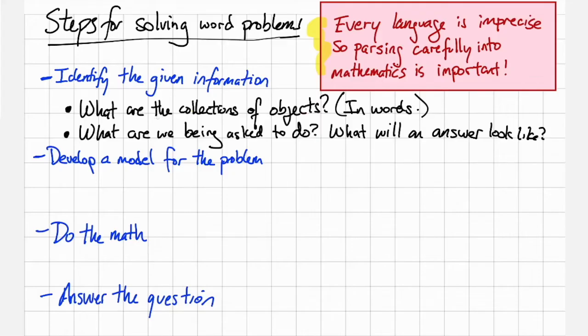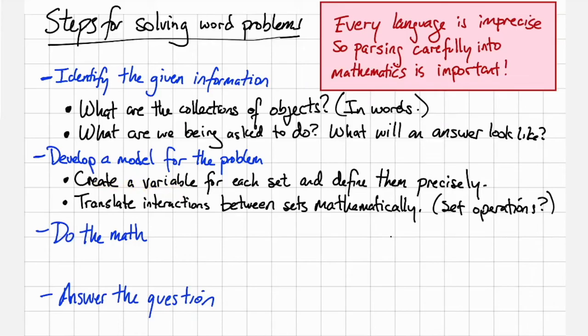What exactly are the collections of objects that are involved in the word problem? It's best to write those down in words. Also identify what we are being asked to do, and think about what an answer to your question will look like in the end. Once that's out of the way, create a variable for each of the sets and define them carefully. Then translate the interactions between the sets into mathematical ideas such as set operations.